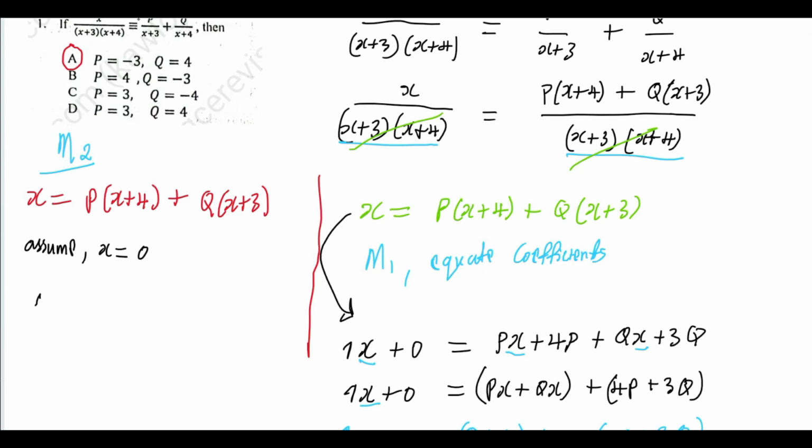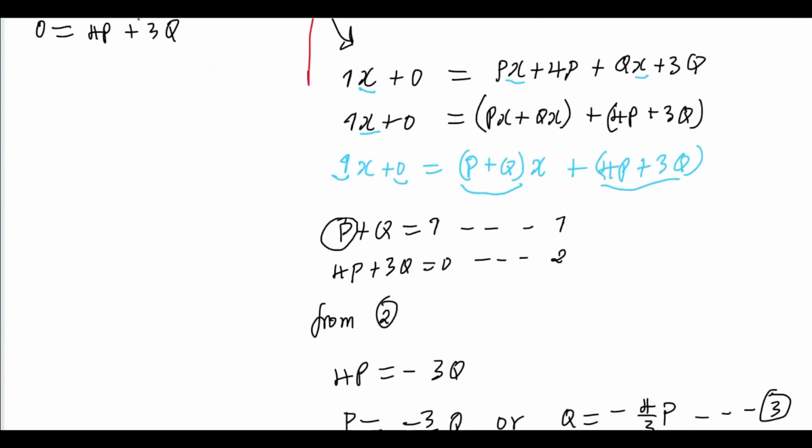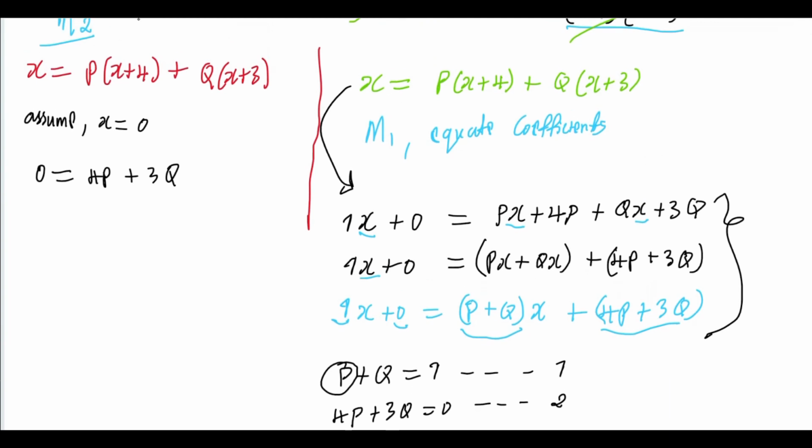So meaning that we are going to have 0 to be equal to 4p, right, plus 3q. What do you notice? This is similar to the equation that we had down here, right? It's similar to our equation 2, right? But we don't have to go through all of this stress. You just have to assume, right? And you'll be able to get the answer, which is a very cool method.